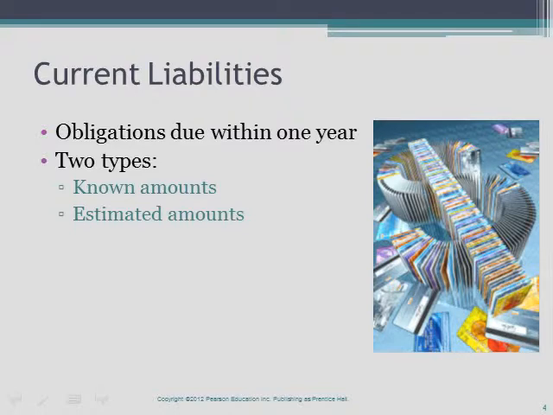Current liabilities are obligations due within 1 year or within the company's normal operating cycle if longer than a year. Obligations due beyond that period of time are classified as long-term liabilities. Current liabilities are of two kinds. One kind is a current liability with a known amount. The second kind is a current liability with an estimated amount.